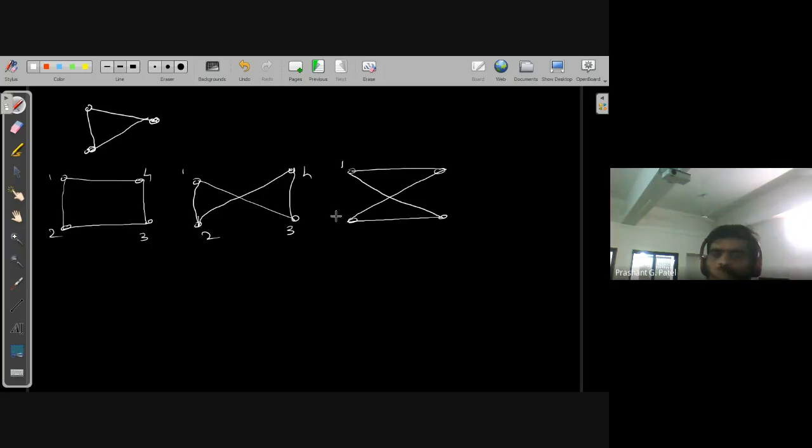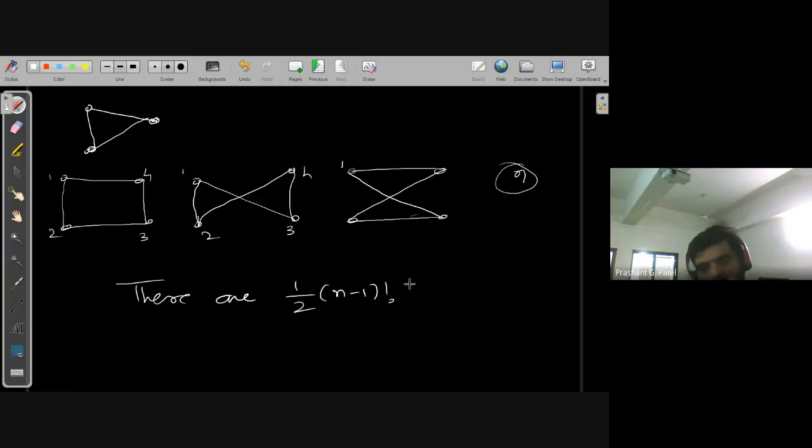So here the question is, if the number of vertices is n, how many Hamiltonian cycles will there be? There are 1 by 2 into (n minus 1) factorial potential Hamiltonian cycles.